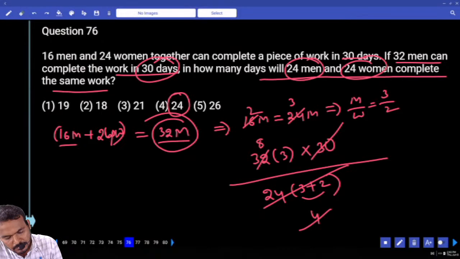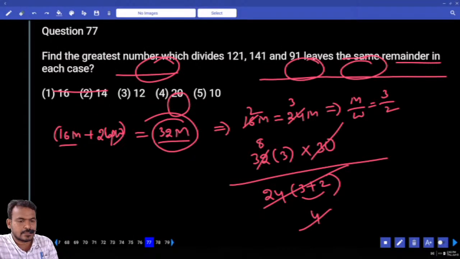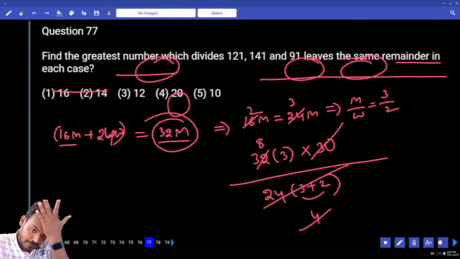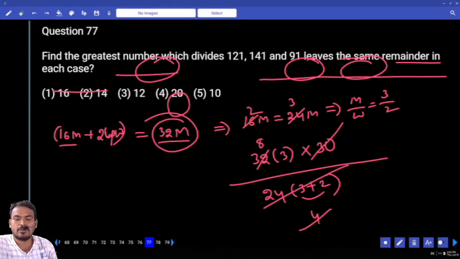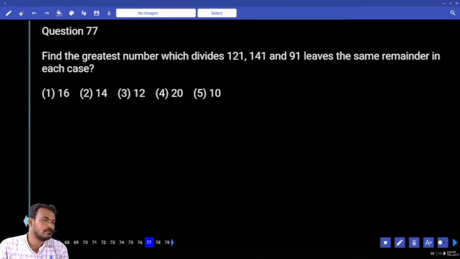Next, 77. Find the greatest number which divides 121, 141 and 91, leaving the same remainder in each case. Greatest number means we require HCF or LCM? HCF. But in every case the remainder must be the same or different? Same. Okay.